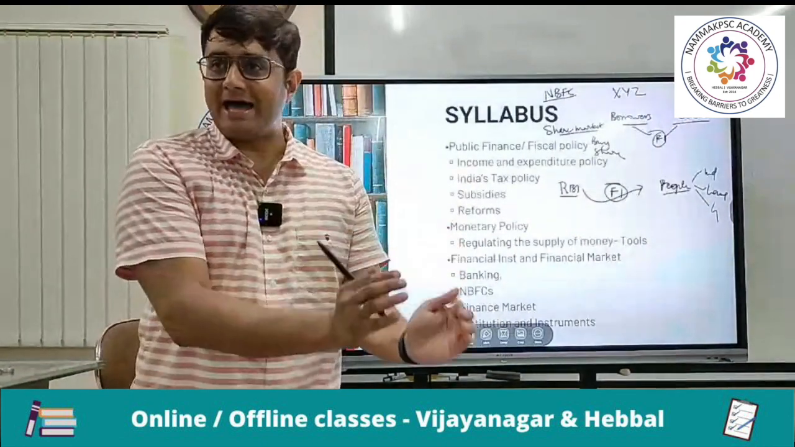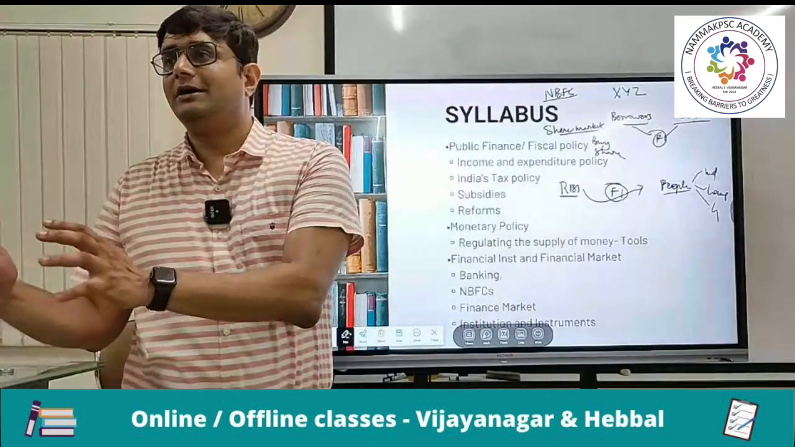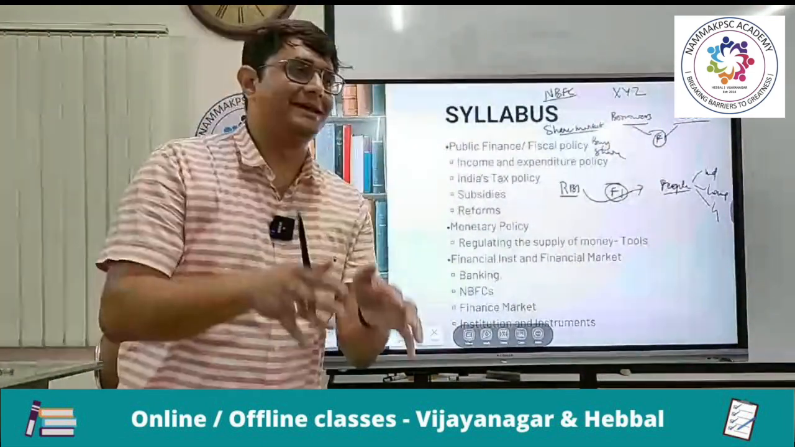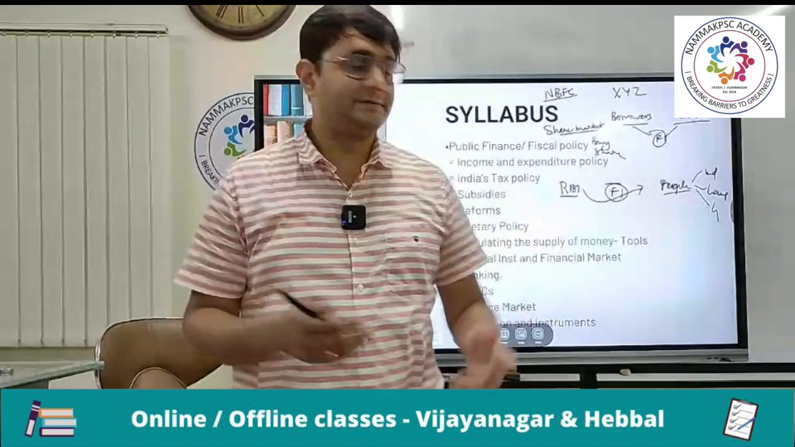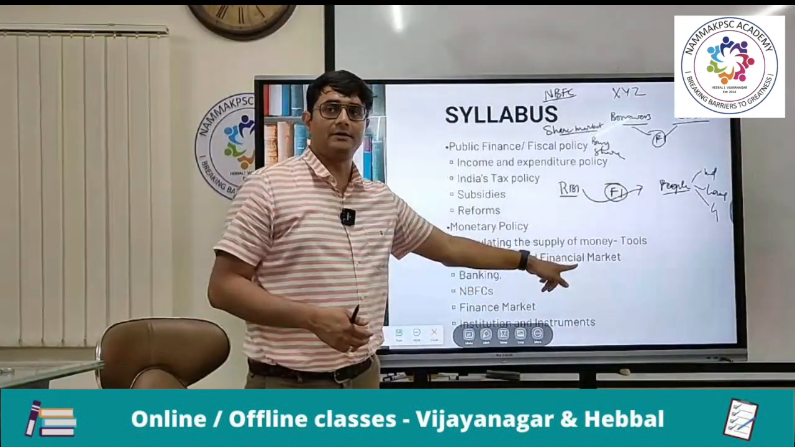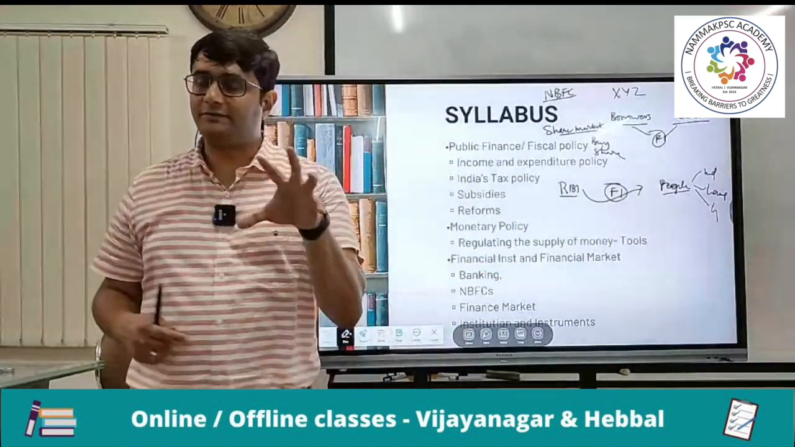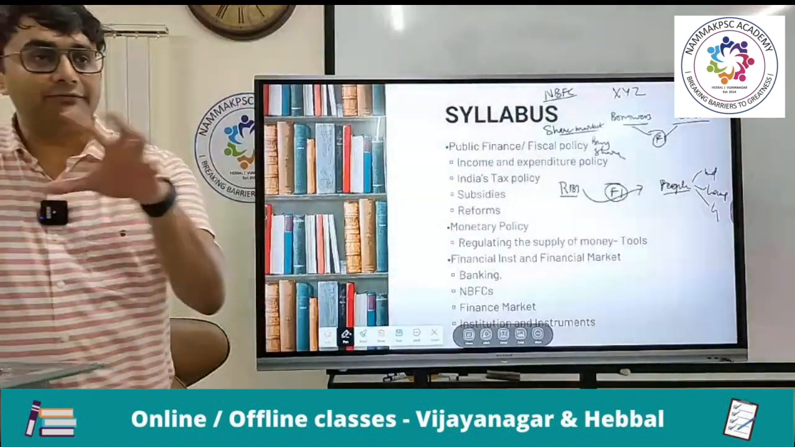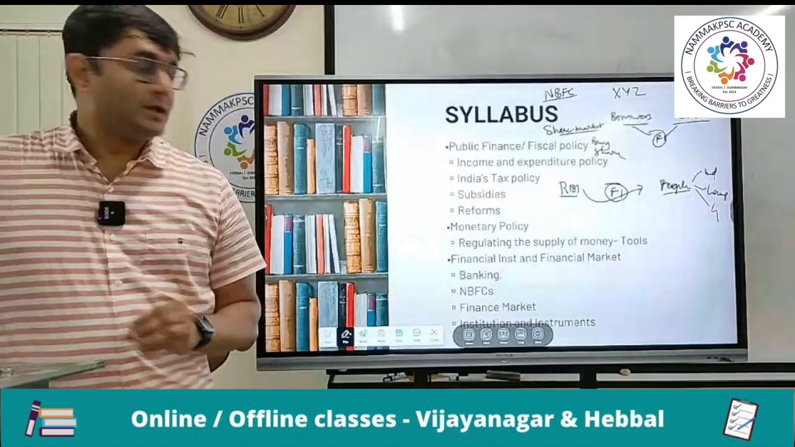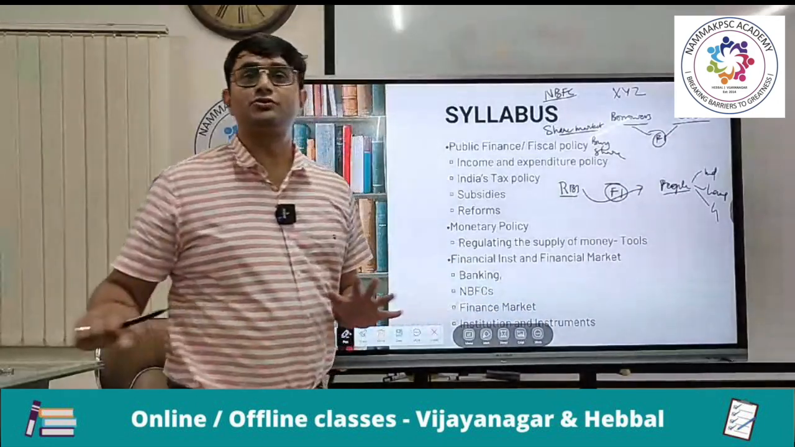So somebody who has money wants to invest. Somebody who needs money will come there. So that is what financial institutions and financial markets are. In this chapter, we will be discussing all of this. How does a financial institution work? What are the different types of financial institutions? What are the different types of institutions and their instruments?